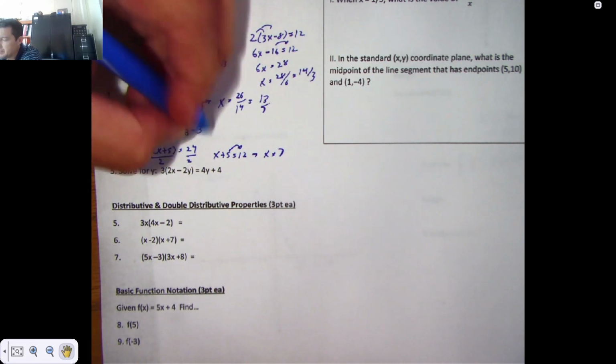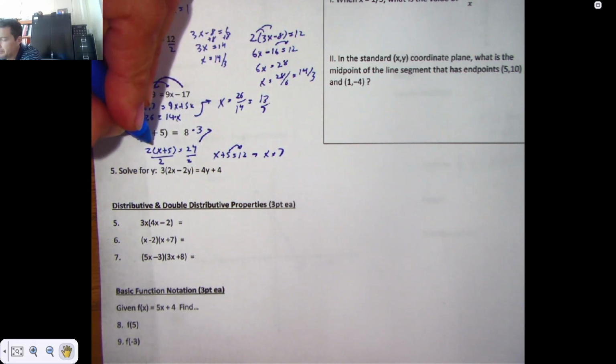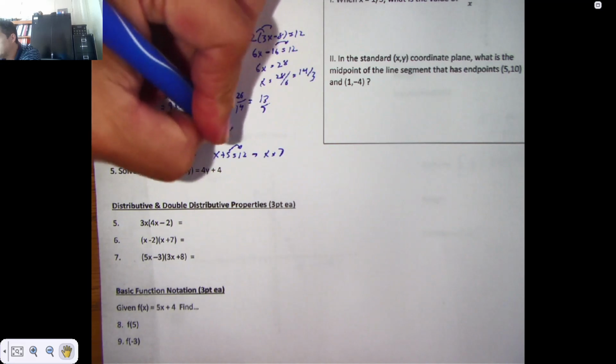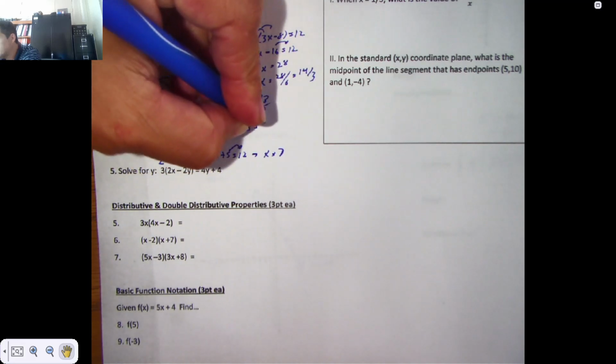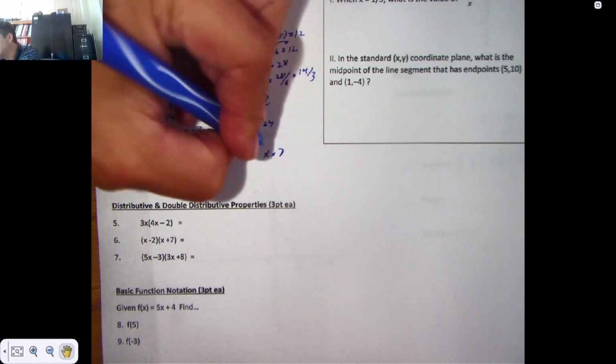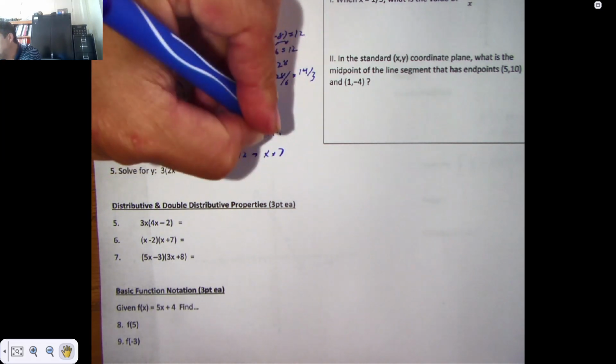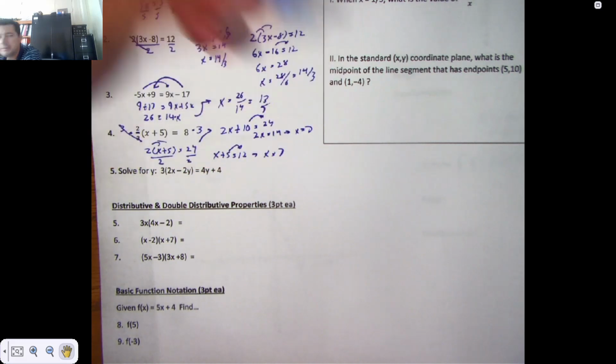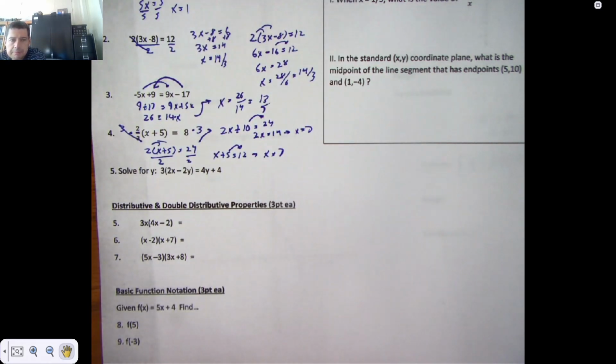Now, this can be done a different way too. You could invoke the distributive property. You're still going to get the same thing, because now you're going to subtract 10, and 2x is 14. You're going to divide by 2, and x is still 7. You just got to kind of pick your poison.